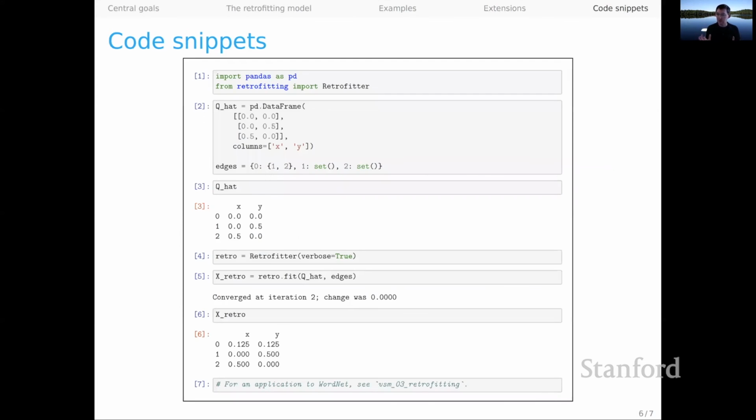And finally, here are some code snippets, just showing some simple illustrations of the sort that I showed you earlier in the screencast. And I would just mention at the end here, if you would like to apply these methods to WordNet, which could be a powerful ingredient for the first assignment and bake-off, I would encourage you to check out this notebook, vsm_03_retrofitting, because it walks through all the steps for doing that.